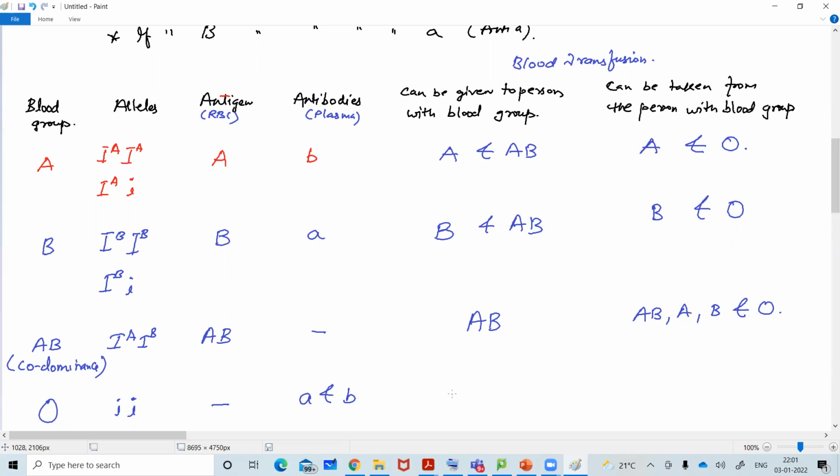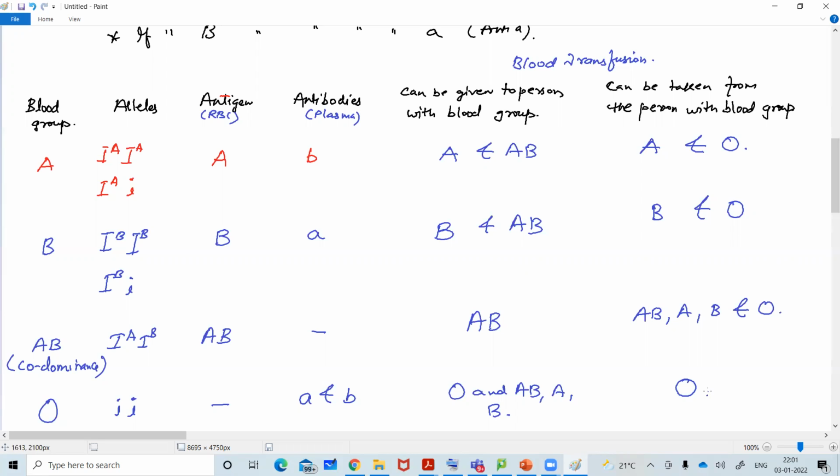In case of O blood group, O can be given to a person with blood group O and AB. And who can take blood from this group? So you can write A also, B also, right? So all can take. But when it comes to receive the blood, then O can only take blood from O blood group.